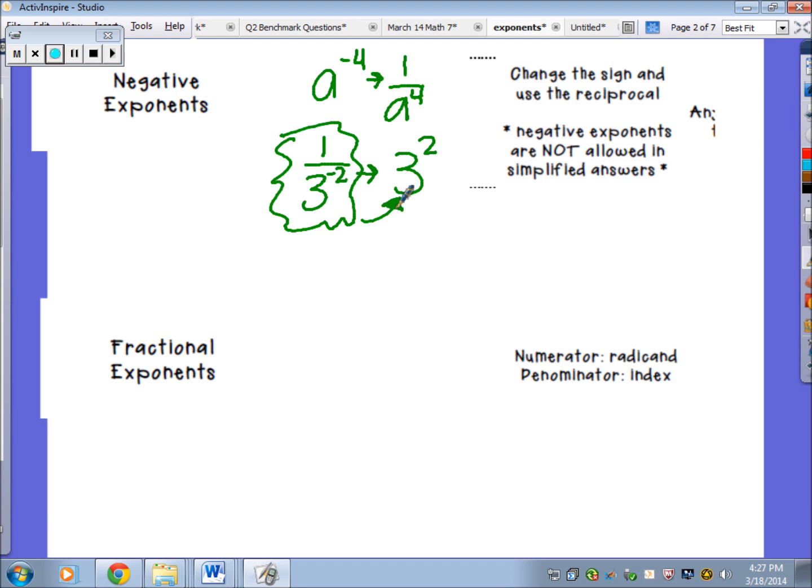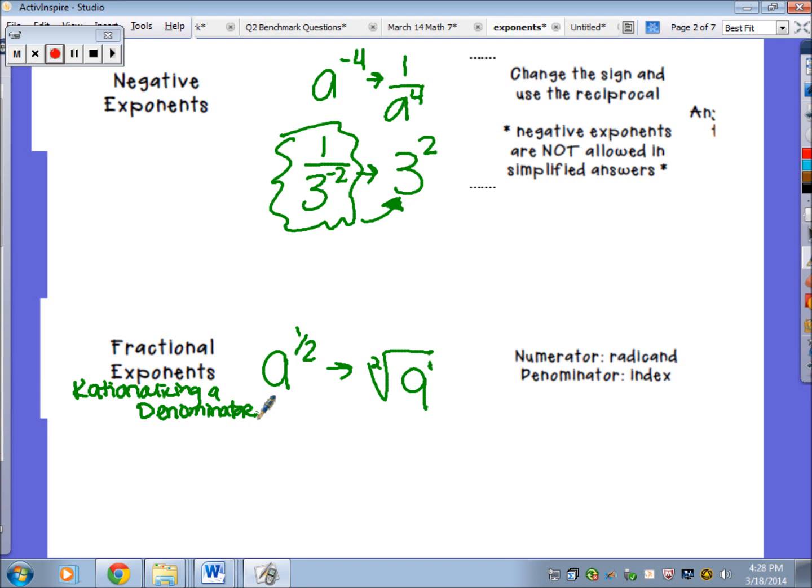And the last one, fractional exponents. If you have something like a to the 1/2, that simply becomes the square root of a. The numerator stays with the a inside the radicand, and the index is the denominator. In this, we're also going to write down, on the outside, rationalizing a denominator. And I'm going to go over this with you in class when I get back, but I want you to take down the notes right now.